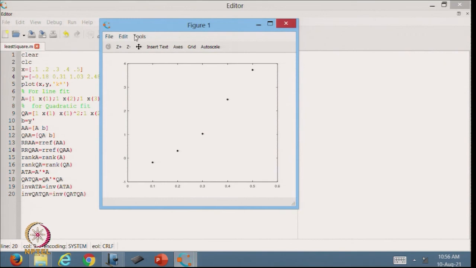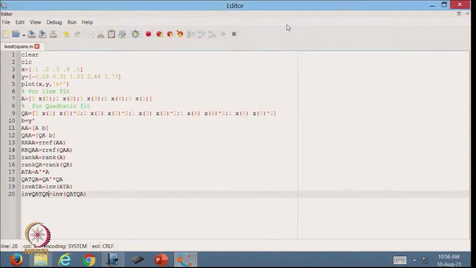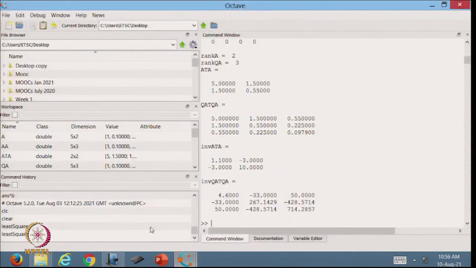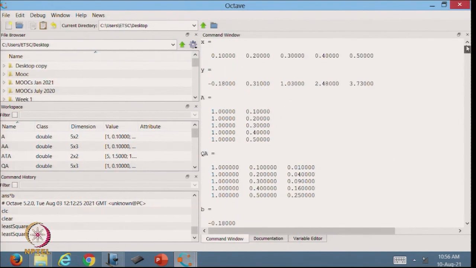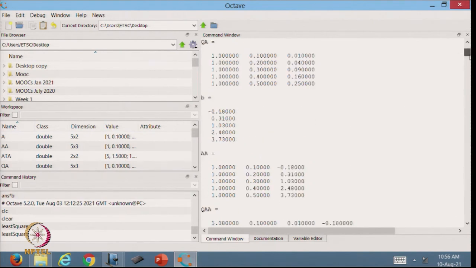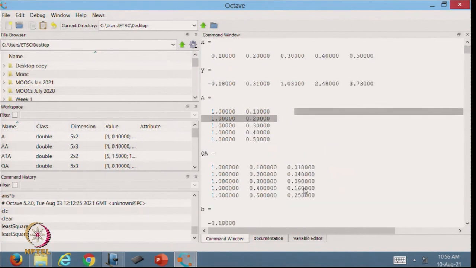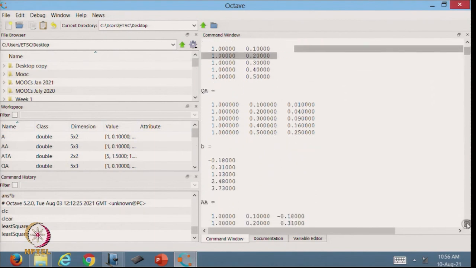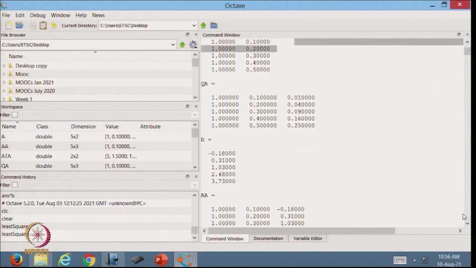So, I just run this one. Everything is okay, so this plot is okay. And if you see from here, I am getting this matrix. Now, we have started from here. I have this x coordinate, this y coordinate, and this is my matrix A, and this is my matrix QA, that is for the quadratic I am taking. And then I have defined from here, this is my right hand side B.